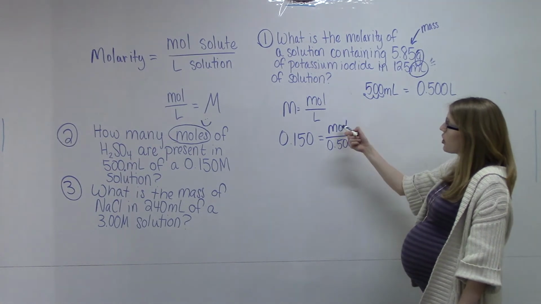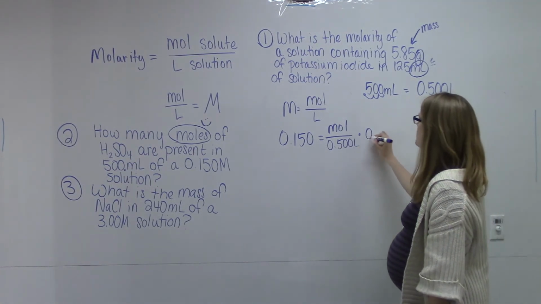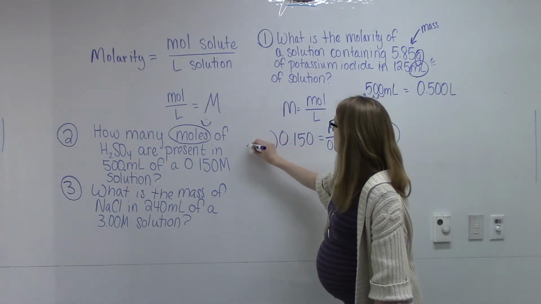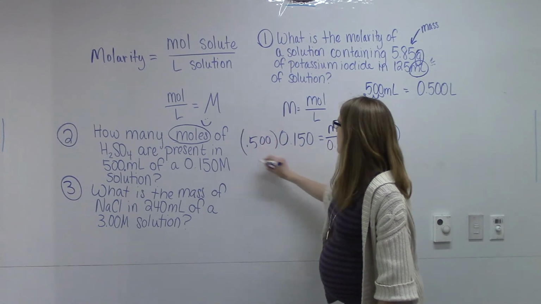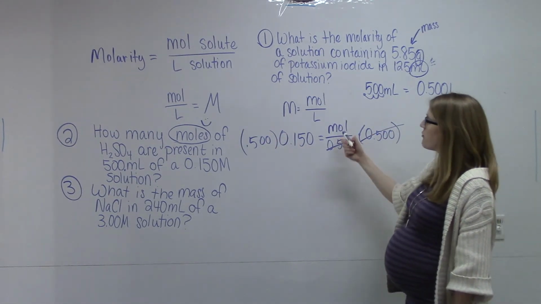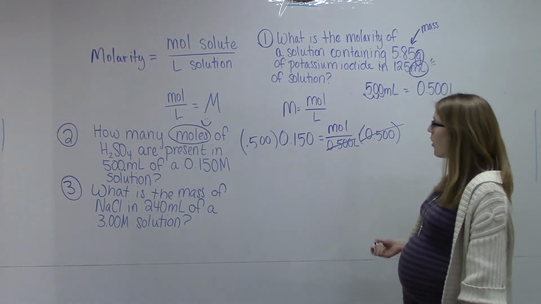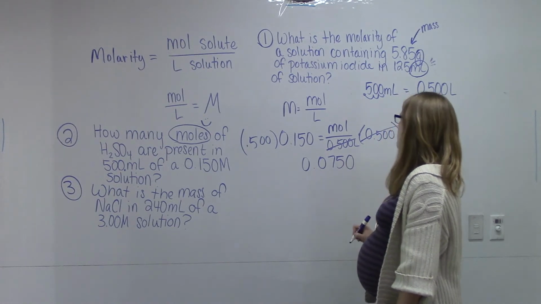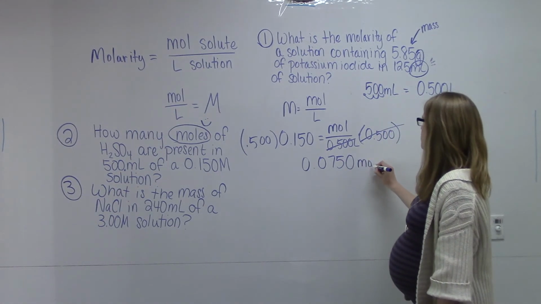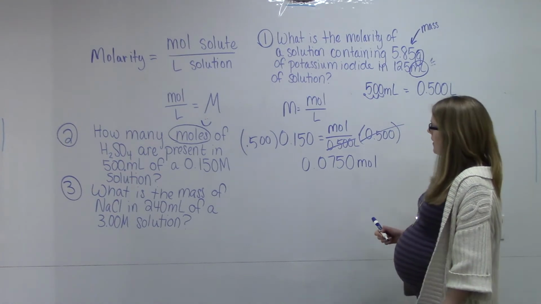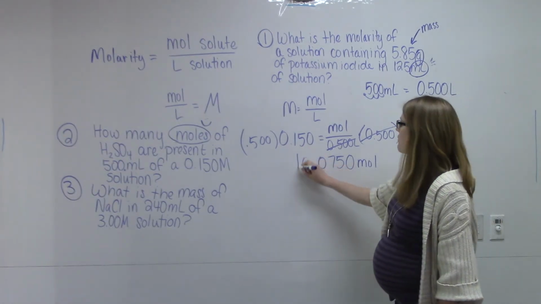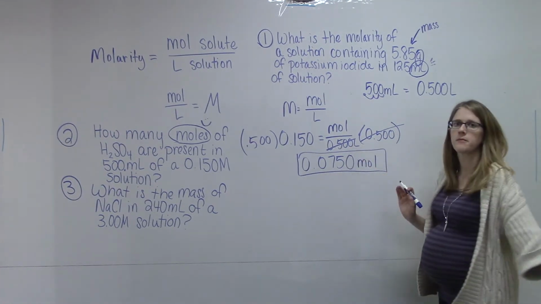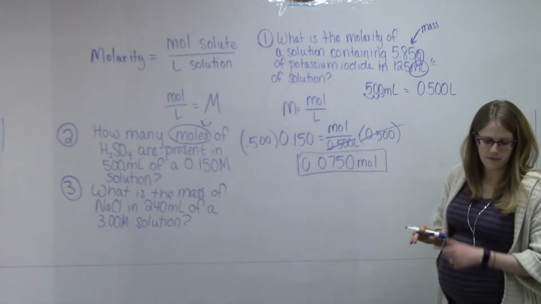Okay, now in order to solve for moles, we've got to multiply both sides by that 0.5. These cancel, and the number of moles is going to be 0.5 times 0.15, and that's going to be 0.0750, and that's moles. Okay, now, remember 3 significant figures, honors students, that's why I added that extra 0. Academic folks definitely don't need to put that in there. Cool? Okay, let's do one more.